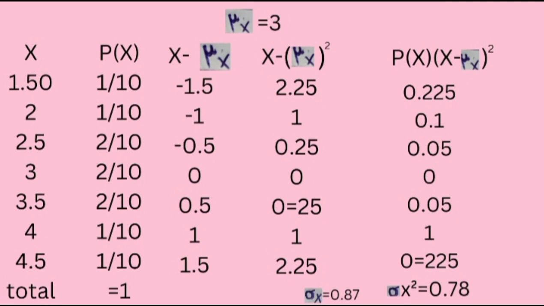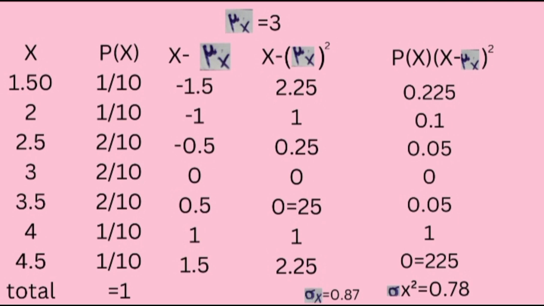Next, find the variance of the sampling distribution of the sample mean. So we're going to subtract the mean of the sample means from each sample mean. Remember that the mean of the sample means is equal to 3. So that is 1.5 minus 3 is negative 1.5. 2 minus 3 is negative 1. 2.5 minus 3 is negative 0.5.